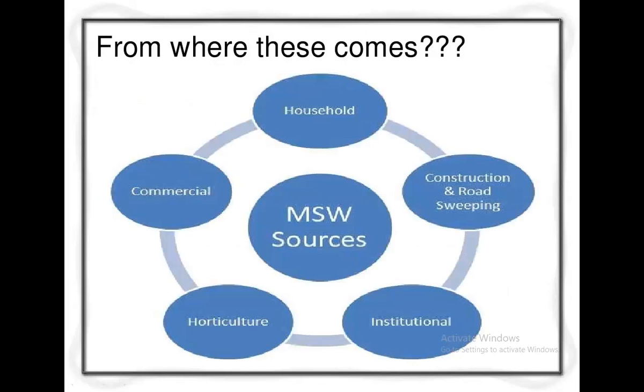Where does this waste come from? Municipal solid waste. Sources of this waste are households, residential buildings, commercial buildings, horticulture, institutional buildings, construction and road sweeping. These are the sources of solid waste from which the solid waste is accumulated and collected.